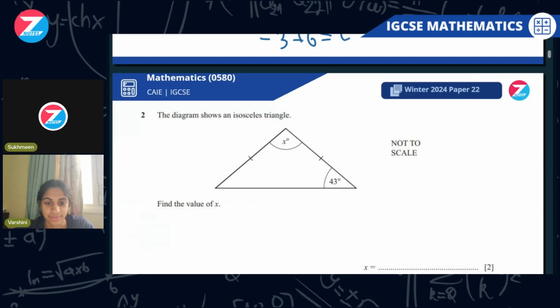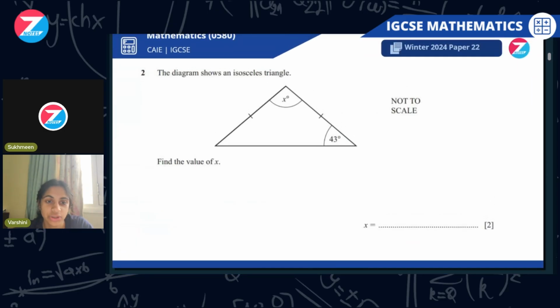Okay, to the next question. The diagram shows an isosceles triangle. Find the value of x. Okay, so we know that in any isosceles triangle, two sides are equal, and over here they've shown us that these two sides are equal. And so that means that these two angles are also equal. The angles of the equal sides will also be equal.